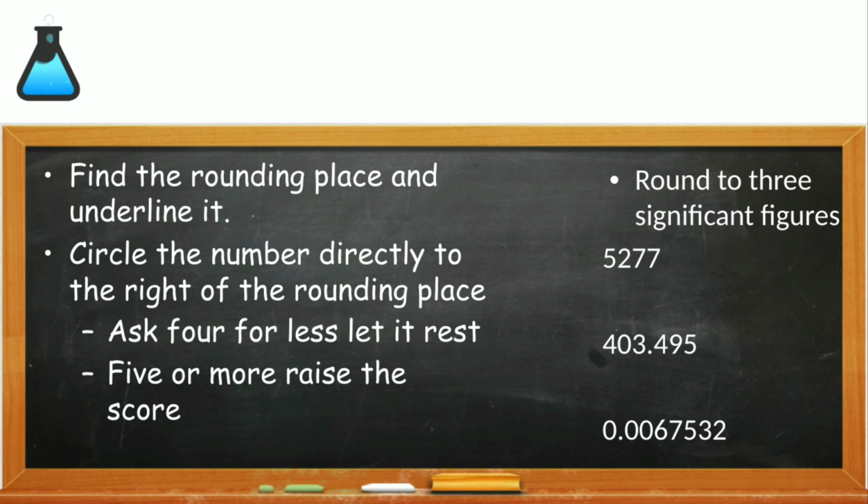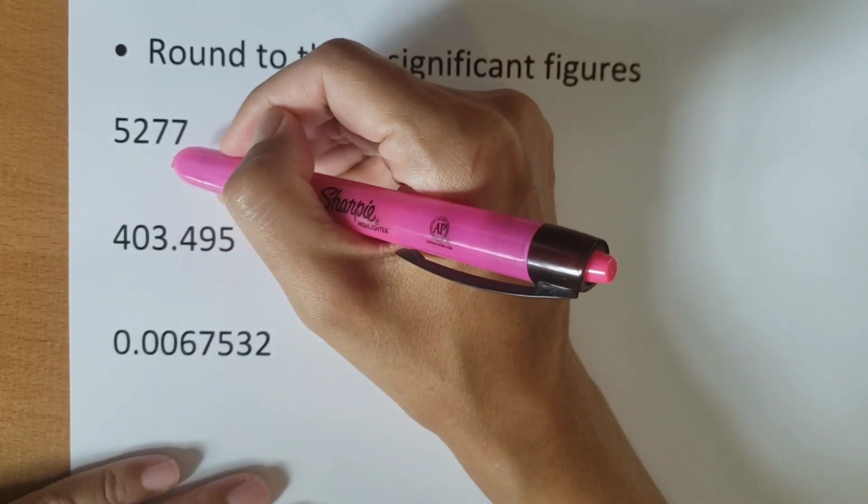It seems silly to undergo a review of rounding, but that's what we're going to do first. When we have to round to a certain number of significant digits, you want to make sure that you identify the rounding place. You circle the number to the right of that rounding place, and you have to ask yourself, if the number is 4 or less, then you're going to just keep that number. Or if it's 5 or more, we raise the score, meaning you're going to round up. All of these numbers are significant.